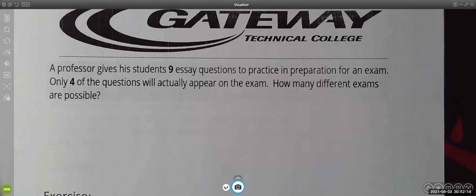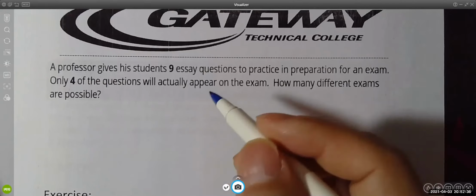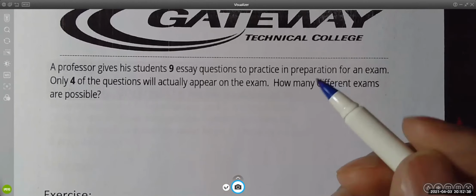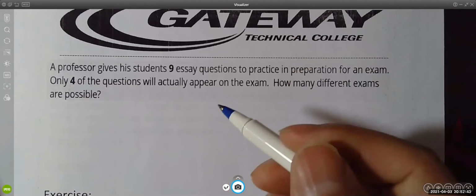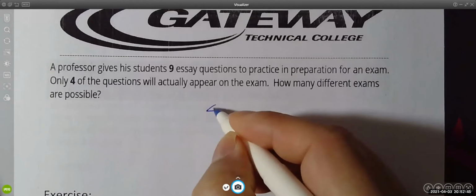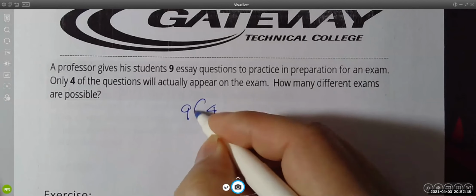Apparently it doesn't matter, and it doesn't matter to 99% of people, because for the same four essay questions, if I am the student, I don't really care because I get the exact same questions. I don't care in which order they appear on the test. It really doesn't matter to me. It's just the same four questions. So order makes no difference. Whenever we say order makes difference or not, it refers to the selected items, not the whole candidate items. So select 4 out of 9, order makes no difference.